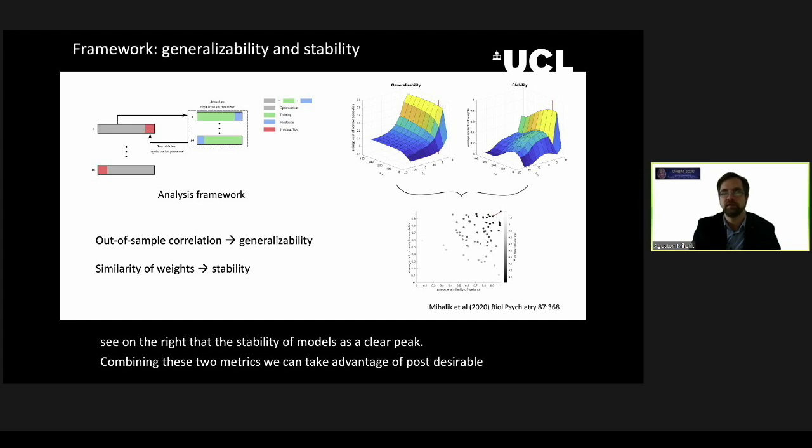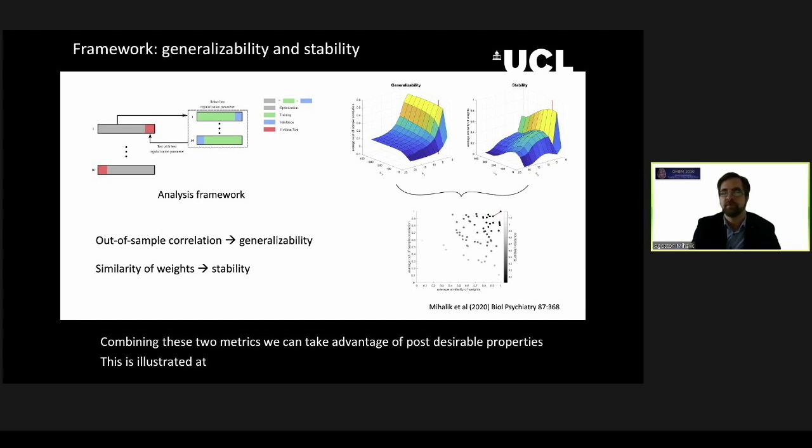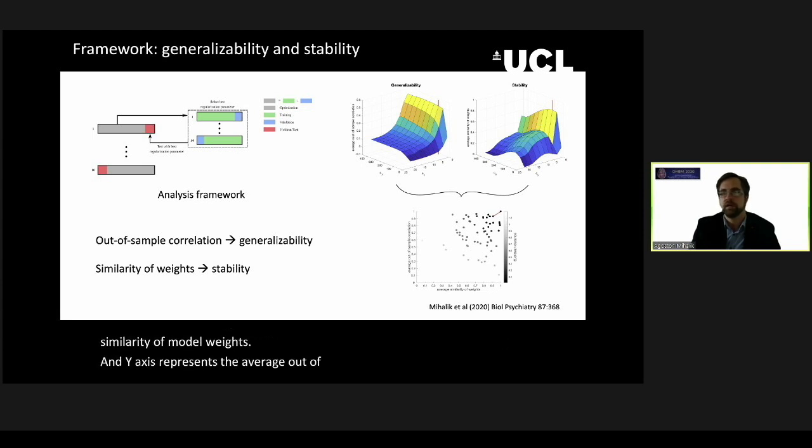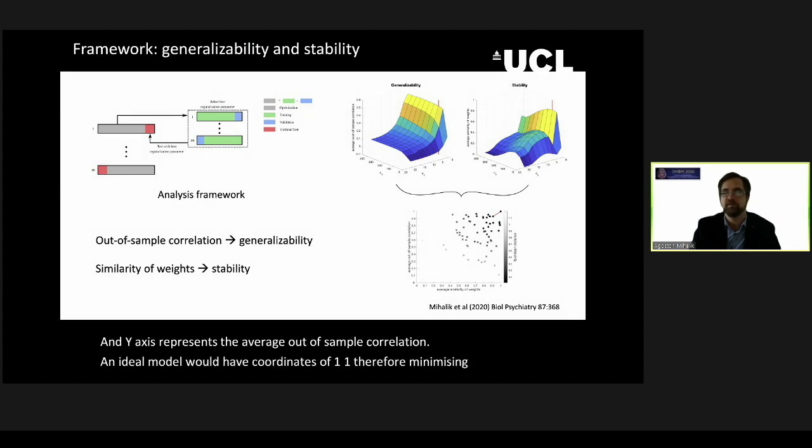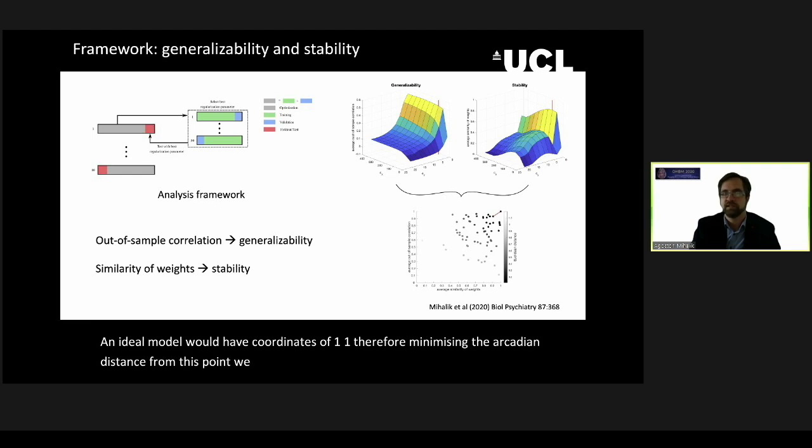This is illustrated at the bottom figure, where the dots represent models with different hyperparameters. The x-axis represents the average similarity of model weights, and the y-axis represents the average out-of-sample correlation. An ideal model would have coordinates of 1, 1. Therefore, minimizing the Euclidean distance from this point will result in a model which is both stable and generalizes well out of sample.